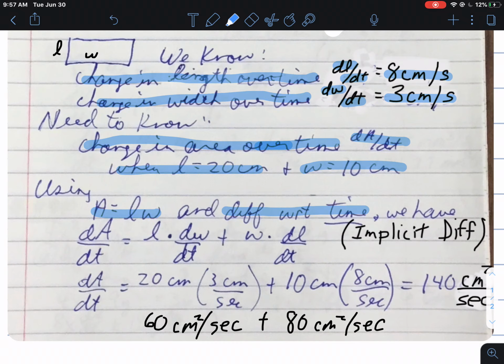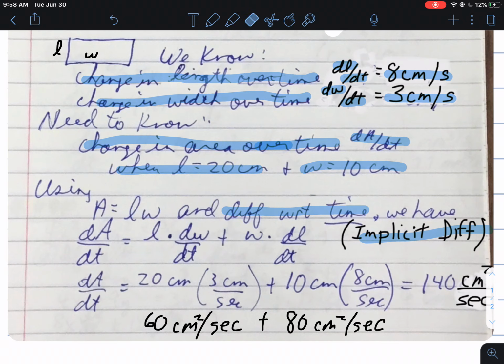This is why I said earlier this is going to end up being implicit differentiation, because I'm looking at area, length, and width all as functions of time. We've already said the length is changing with respect to time, the width is changing with respect to time, and we want to know how the area is changing with respect to time. So we're making each of those functions of t. Let's differentiate our equation. Again, this is implicit differentiation.